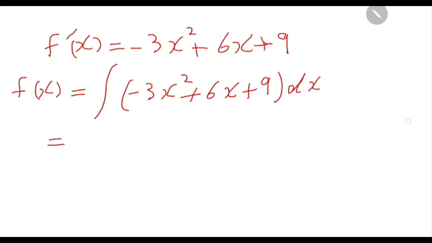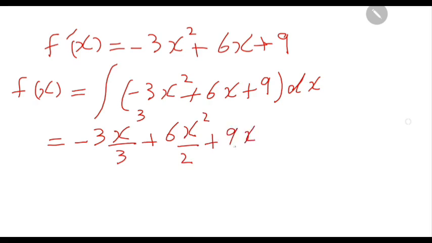Now I come back to my question. I'm going to apply the integration here. So it's going to be -3, x power 2, add 1, becomes x power 3, and divide by the same power 3, plus 6, coefficient left as is, x power 1, add 1, becomes x power 2, and you divide by the same power 2, plus 9x. We're integrating with respect to x. The integral of a constant is 9x.